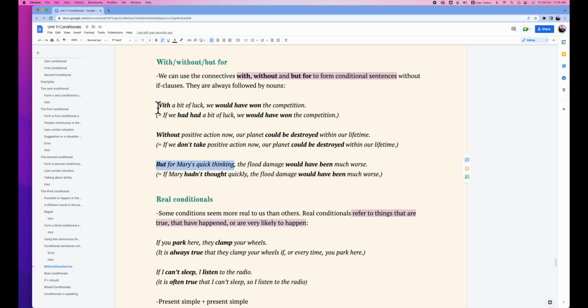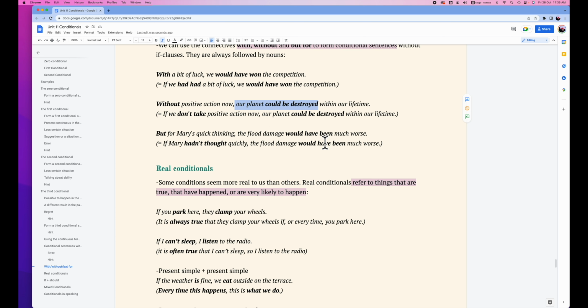For example, with a bit of luck, we would have won the competitions. If we are using a conditional sentence, it will be: if we had had a bit of luck, we would have won the competitions. Without positive action now, our planet could be destroyed within our lifetime. So replace it with: if we don't take positive action now. But for Mary's quick thinking, replace it with: if Mary had not thought quickly.